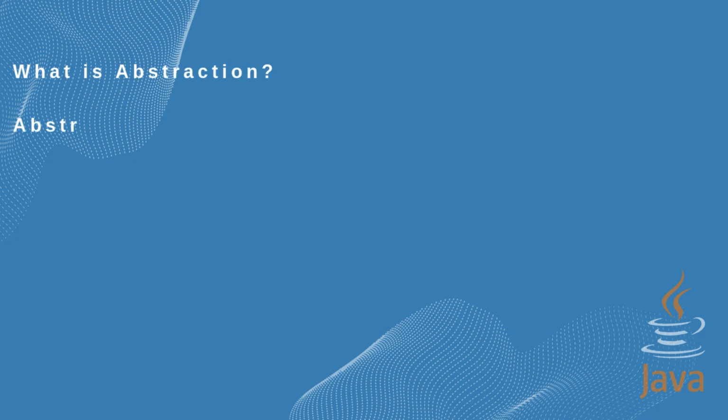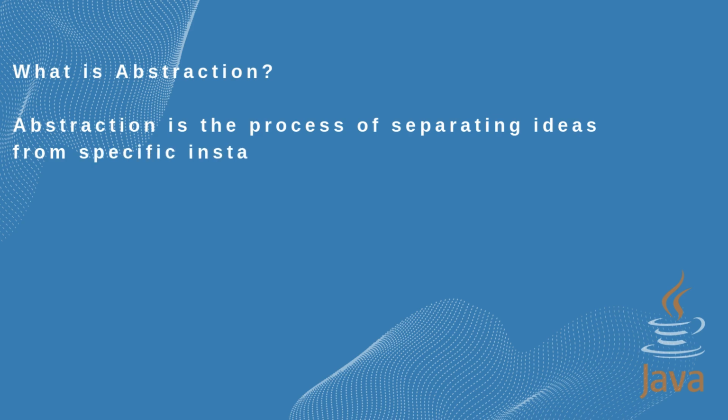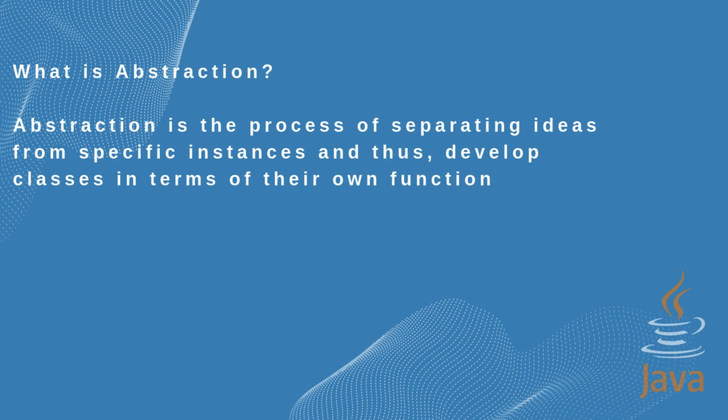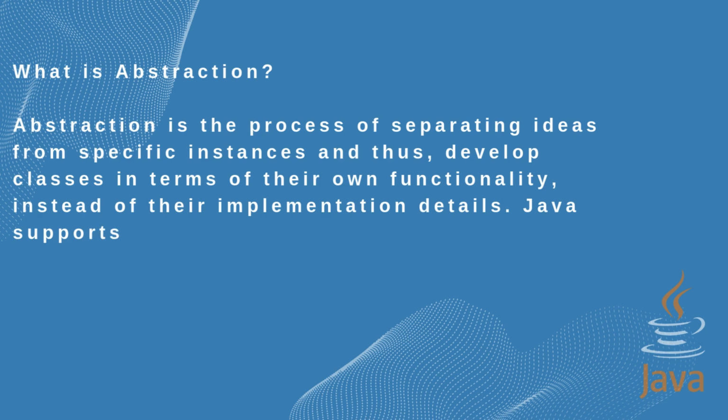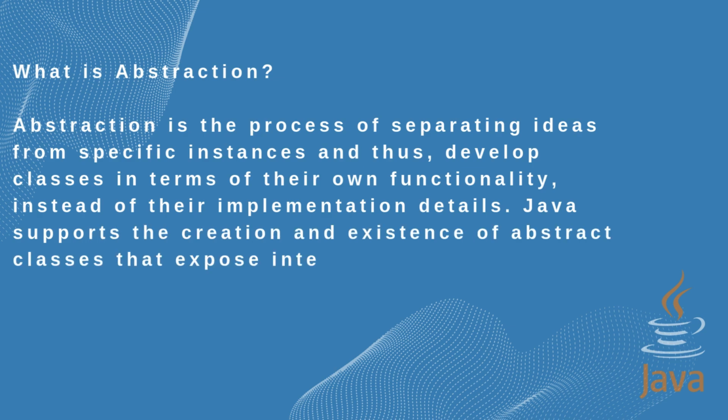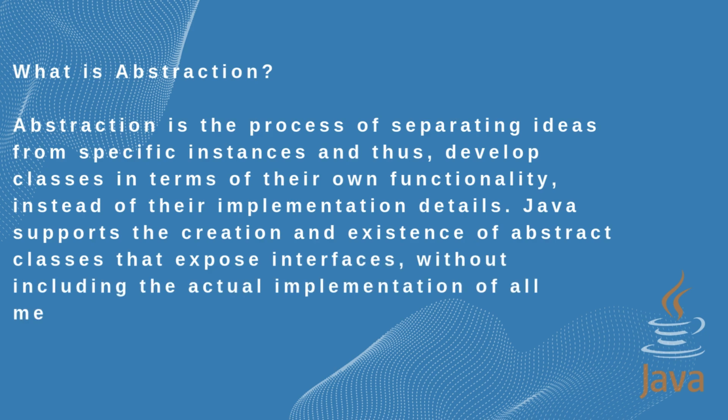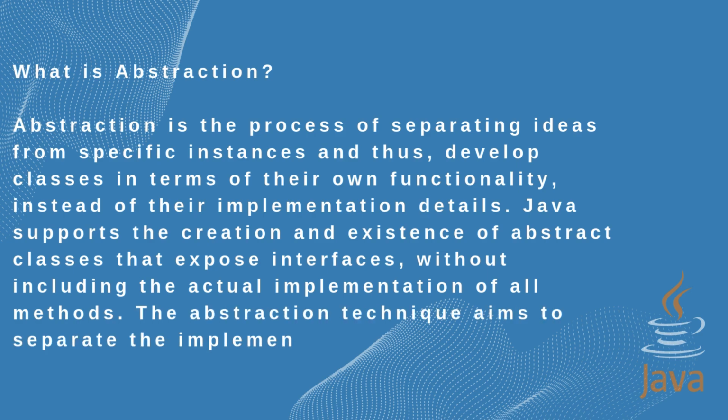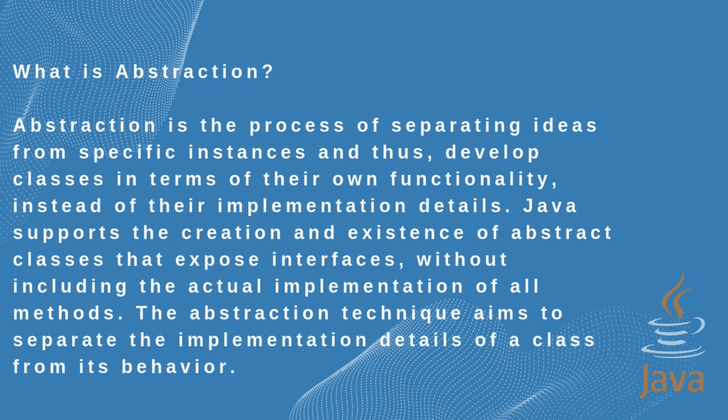What is abstraction? Abstraction is the process of separating ideas from specific instances and thus develop classes in terms of their own functionality instead of their implementation details. Java supports the creation and existence of abstract classes that expose interfaces without including the actual implementation of all methods. The abstraction technique aims to separate the implementation details of a class from its behavior.